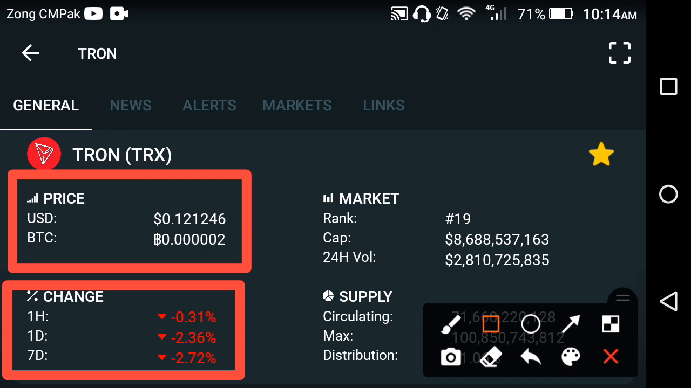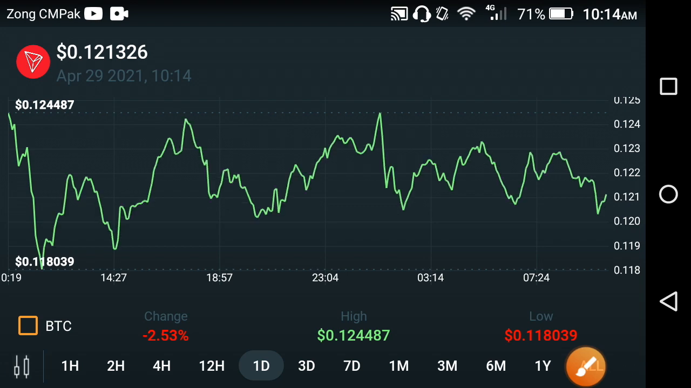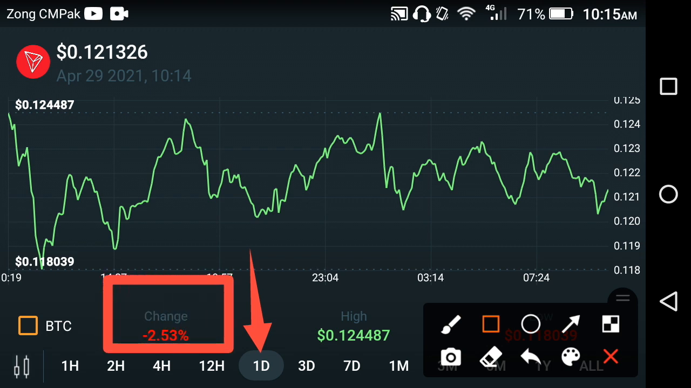So now if we talk about the current market rank of TRX, the market rank is about 19. Absolutely the rank is good, but the price change is not good. As you can see here, that is the last 1 day price prediction chart on the screen. The last 1 day change is about negative 2.53% friends. The highest price is about 0.124487 USD dollar is the highest price of TRX.